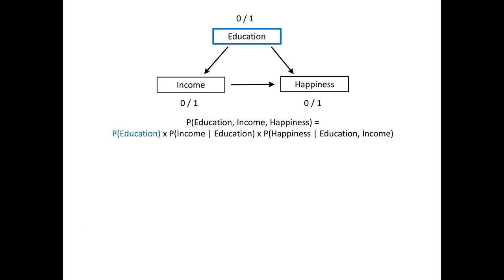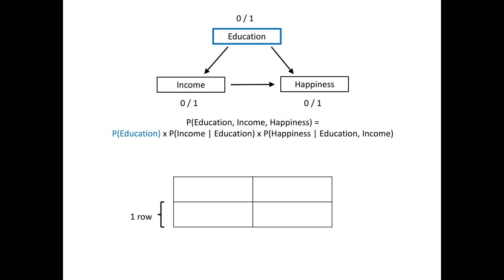As we can see in the causal graph, education does not have any parent, and thus its conditioning set is the empty set. When a variable does not have any parents, its conditional probability table will only have one row. And as mentioned before, the number of columns will correspond to the number of values that the variable can take. Education is a binary variable. Thus, the table will have two columns. One column for education equal to 0, and one column for education equal to 1.